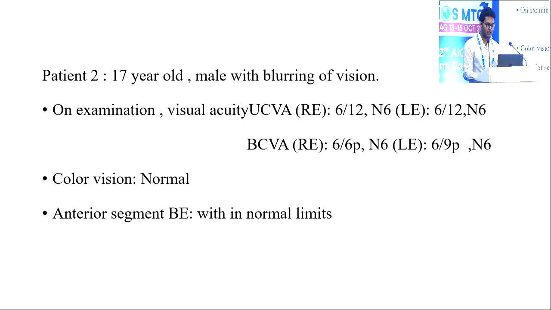Coming to the second patient, he was a 17-year-old male who had complaints of blurring of vision. On examination, visual acuity in the right eye was 6/12 unaided, and the left eye also 6/12. Best corrected visual acuity was 6/6 partial in the right eye and 6/9 partial in the left eye. Near vision was normal. Color vision was normal. Anterior segment was within normal limits in both eyes.